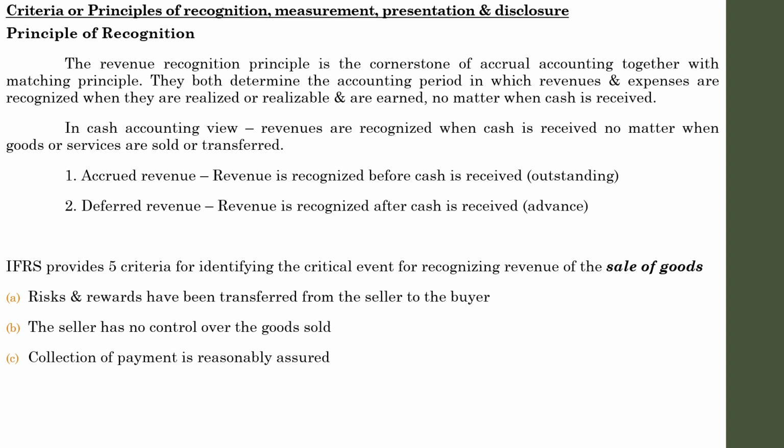The collection of payment is reasonably assured. In an exchange of goods, it doesn't mean that it should be supported by cash at that point of time. The payment may be received in future on the basis of the agreement between buyer and seller. But it should make sure the payment is reasonably assured. Assured means the payment should be received without any failure.